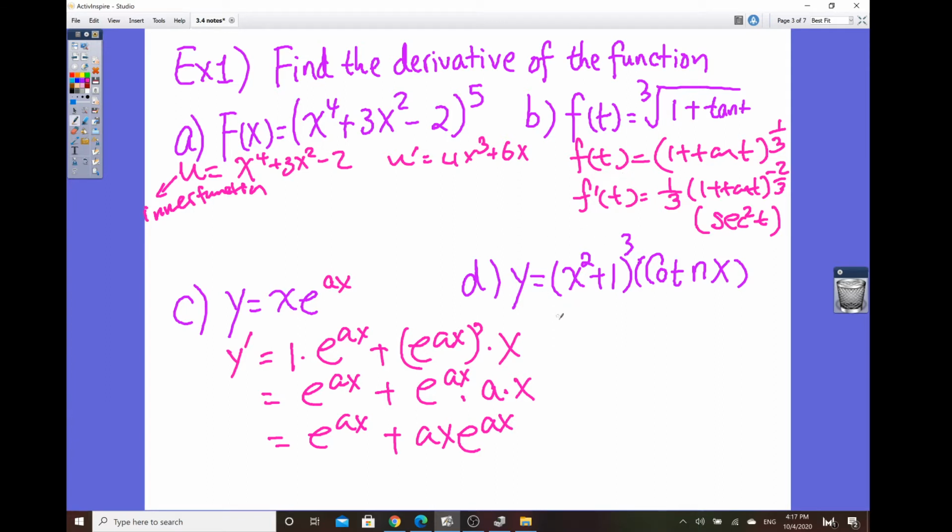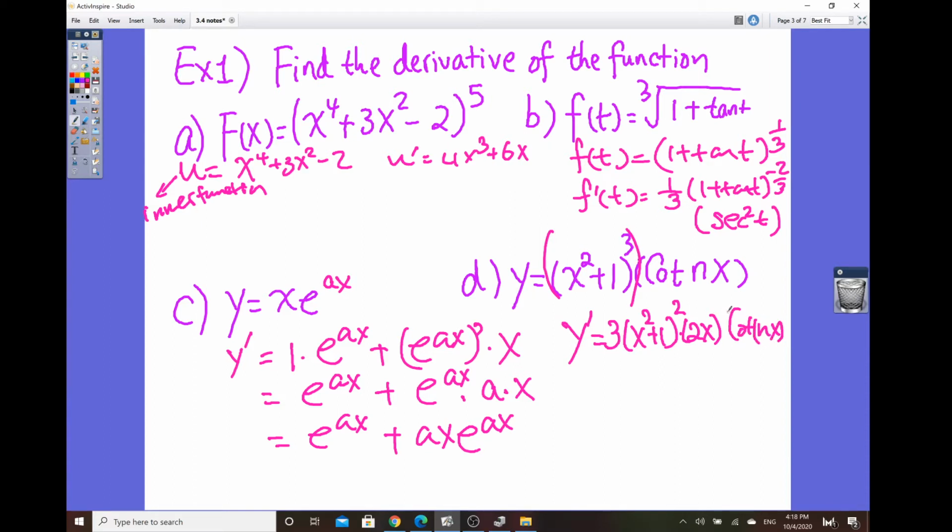And what about for d? Again, if you recognize the structure, it's about the product rule, but also don't forget about the chain rule. So started off with that f of x, which is this whole thing right here, x squared plus 1 to the power of 3. Bring down the power, so 3 times the quantity x squared plus 1 to the power of 2. And then don't forget, anytime that you take the derivative of the whole function, you need to take the derivative of the inner function as well, which is 2x. And then times cotangent of nx.